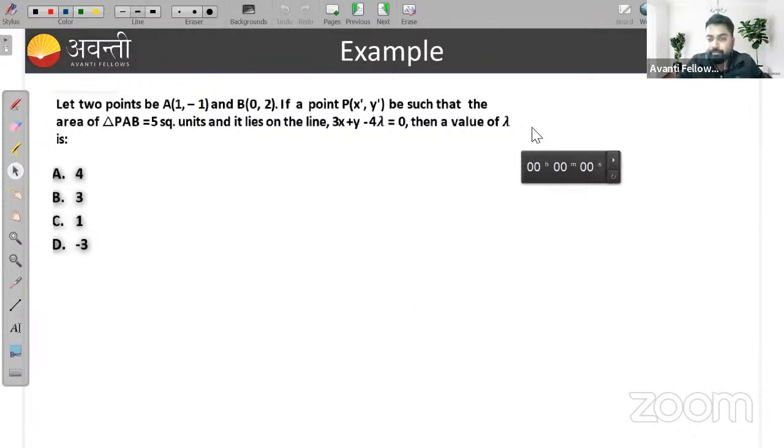Okay, your time ends here. What is the answer for this question? Then this correct option is B.